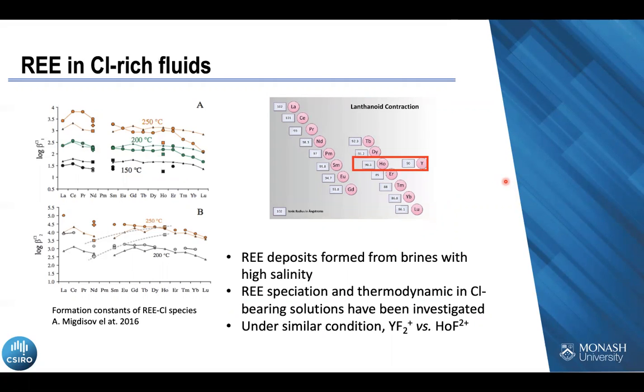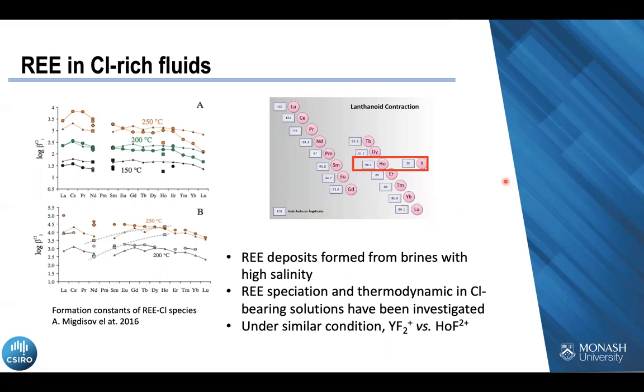Here's a review paper published in 2016. They summarized the thermodynamic data of RE chloride at high temperature. But as we can see, the data for yttrium is missing.